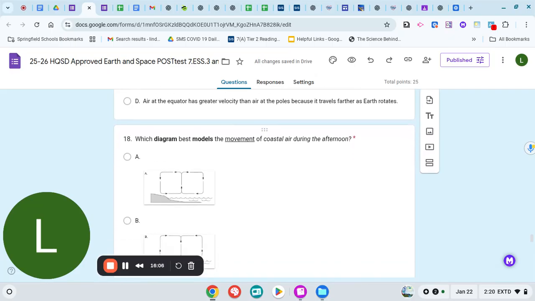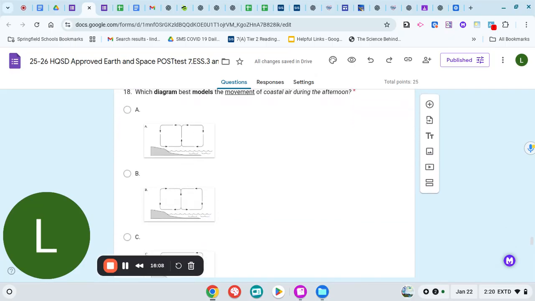Number 18, which diagram best models the movement of coastal air during the afternoon? Coastal air during the afternoon. So you have to think to yourself, what type of breeze happens during the afternoon and what's going on here? For A, the land is here, the water is here. You have one current going this way, up and around like this, and a second current going this way, up and around like this.